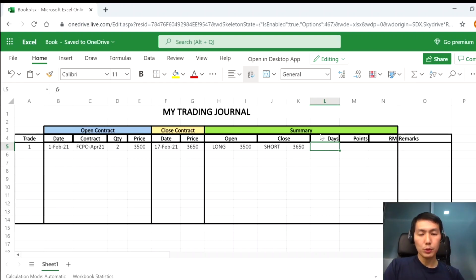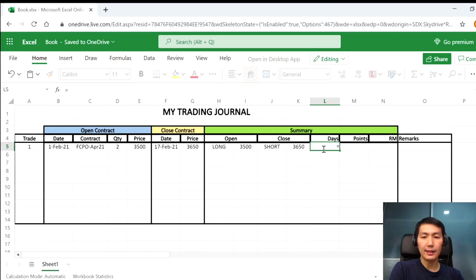So now when it comes to the number of days, here we want to know how long we actually hold this position. Here we can type in an equal sign and then move our mouse over to our closing date minus our opening date. This is how long we actually hold our long position. Here we can see it's a 16 days difference, where we hold our long position for 16 days.